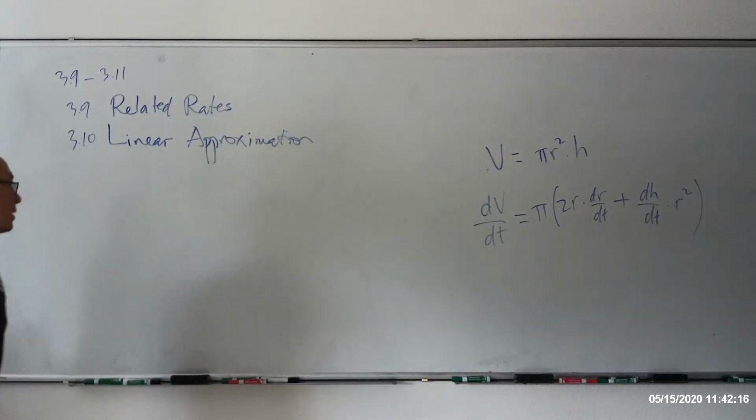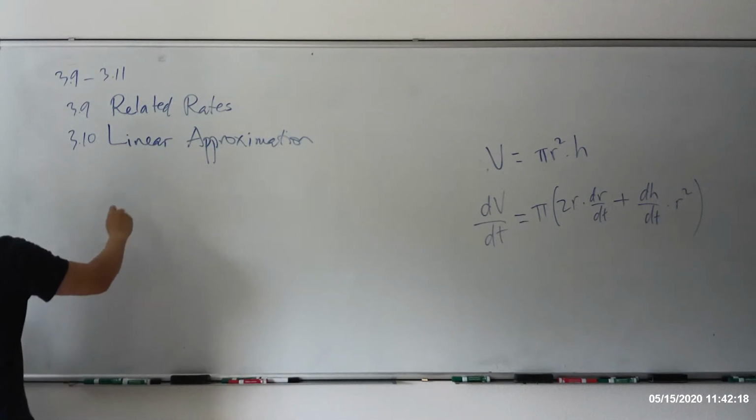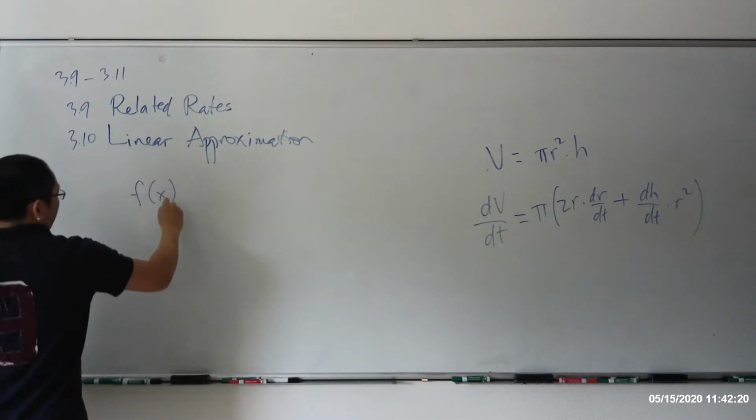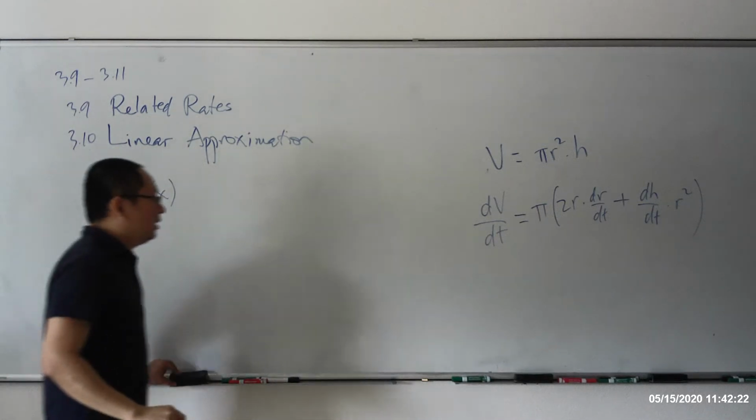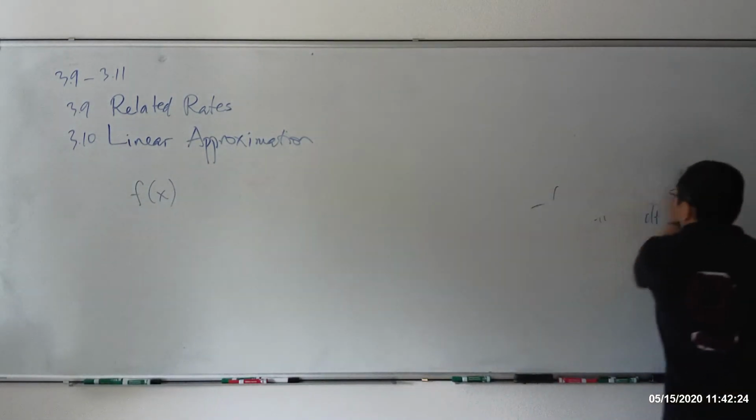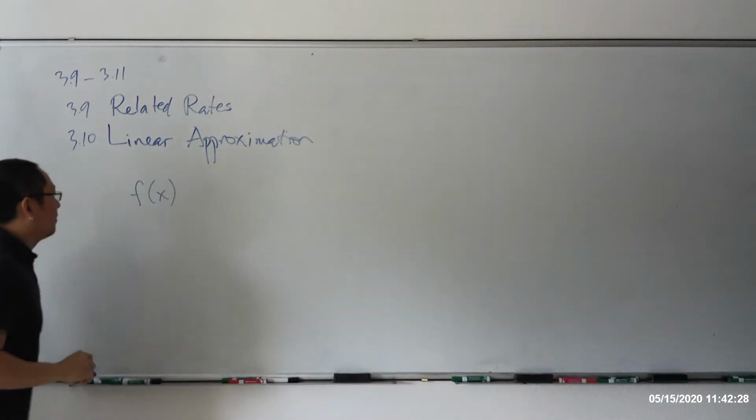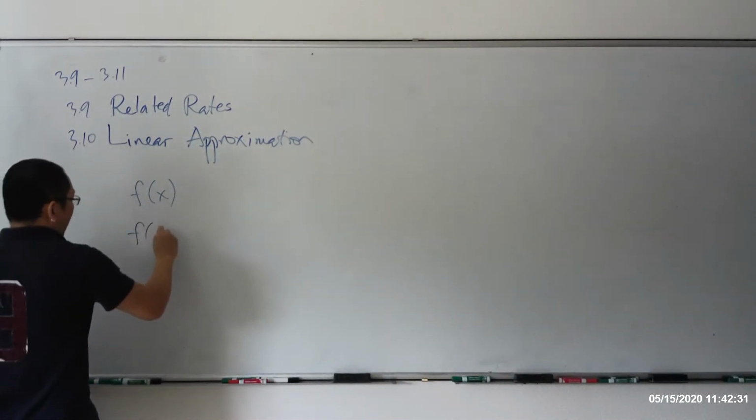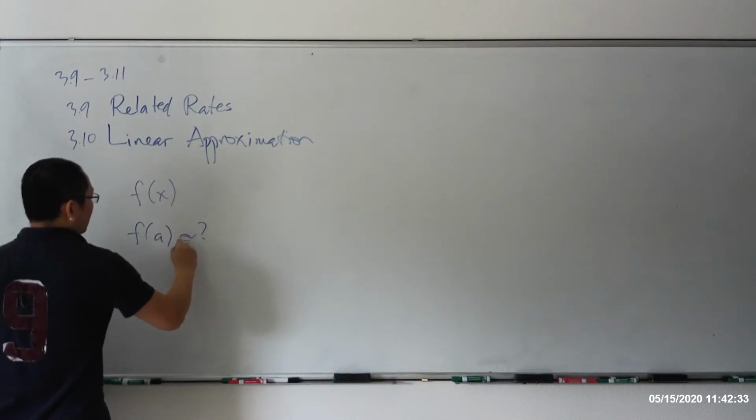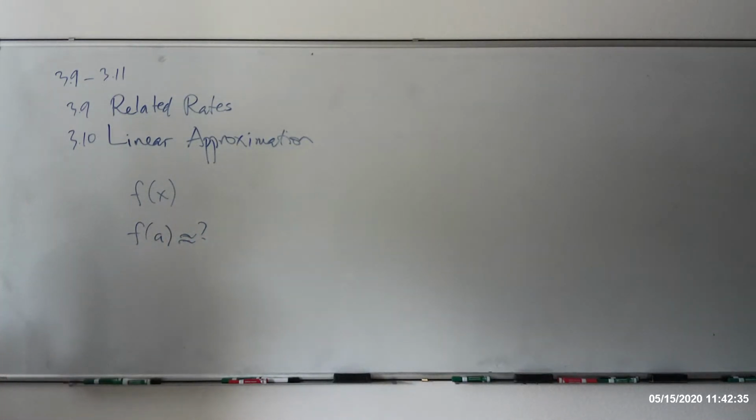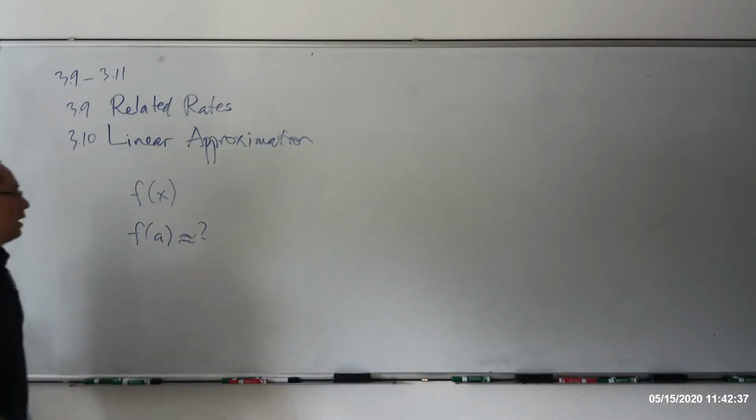Okay. So the idea is this. We have a function, f of x. We want to approximate the value of the function f of x at some point. Okay? F of a is equal to how much approximately. Of course, if you know the answer, then you're good. If you don't know, here is how you approximate.